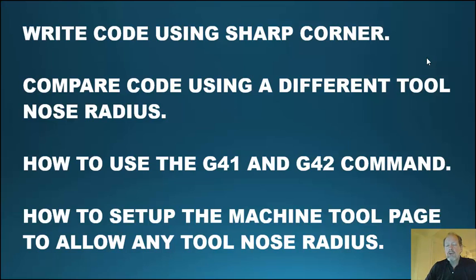Then I'm going to show you how to use the G41 and G42 tool nose radius command so that you can use the code written with a sharp corner tool and set up your machine tool page to allow you to run that code using any tool nose radius that you have. So let's take a look and see how that's done.